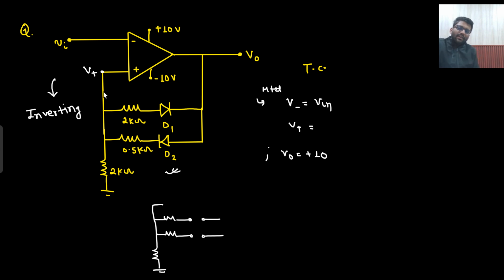Okay. Now what is the scene? The op-amp drives 0 ampere current. Since they are open circuited, they will also take 0 ampere current. Here also there is 0 ampere current. So what will be the current through this 2 kilo ohm? That will also be 0 only. So this 2 kilo ohm is also taking 0 ampere current.